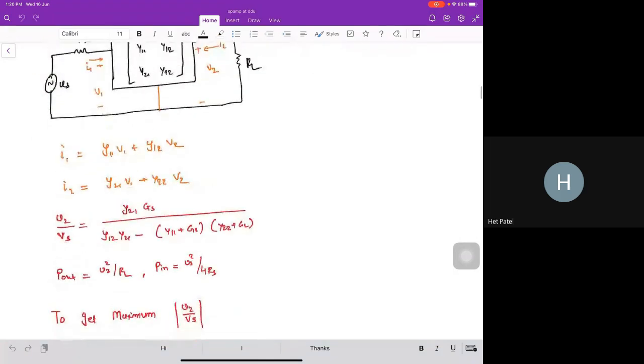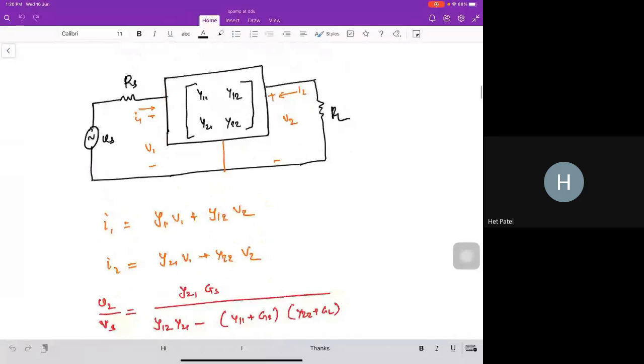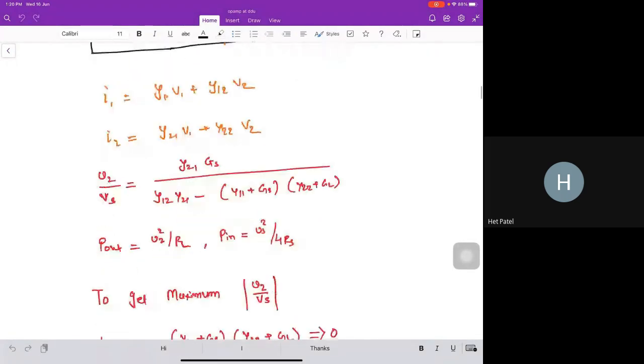Here, the linear two-port network is converted into the Y matrix, I have plugged it in here, and now I have a linear equation, so I can find V2 by Vs. I am not going into the deep derivation here because we don't have time, so I am skipping some steps just to build the intuition in your minds. So V2 by Vs is equal to Y21 times Gs divided by Y12 Y21 minus this whole term.